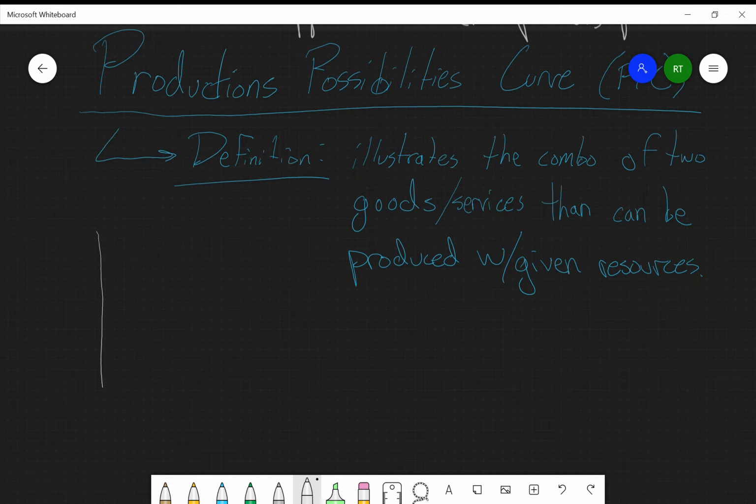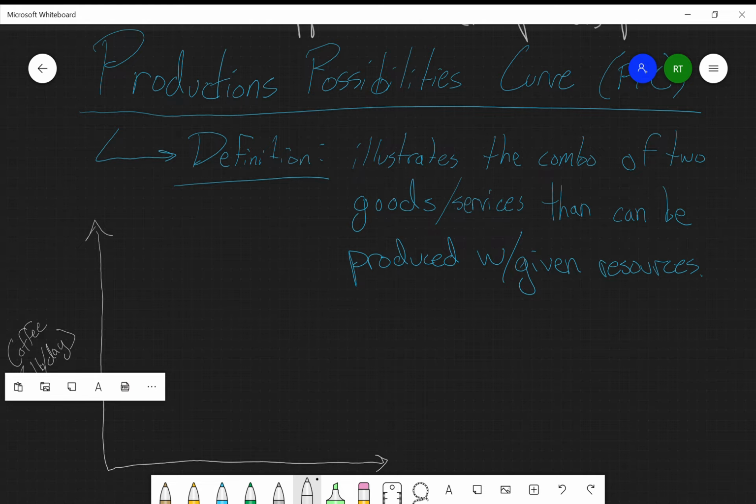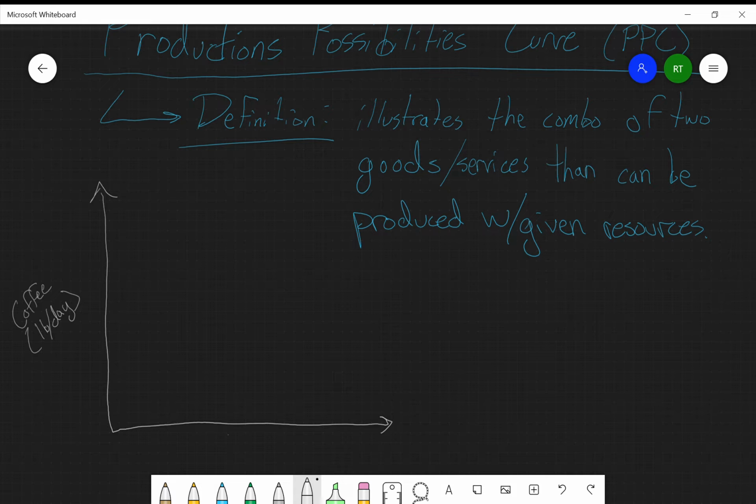So let's go ahead and talk about one. We're going to have coffee on the y-axis, and this is going to be in pounds per day. And then on the x-axis, we are going to have nuts. And again, this will be in pounds per day.